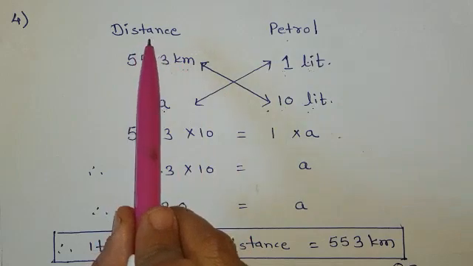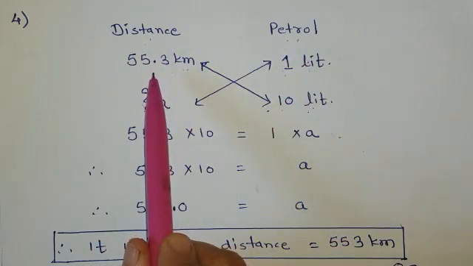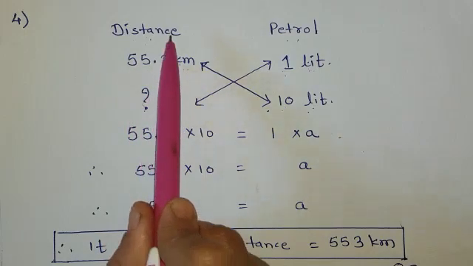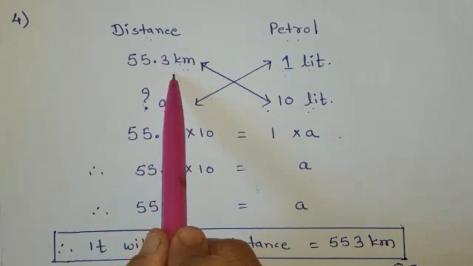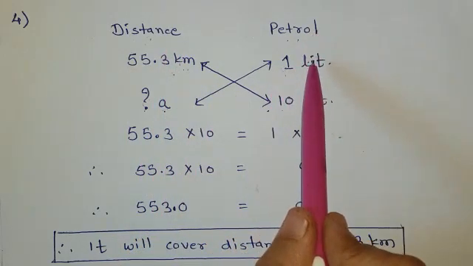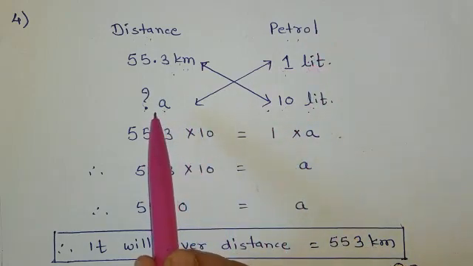See, again I will repeat. I have written distance and petrol on one side. The question says that a two-wheeler moves 55.3 km in 1 liter of petrol. So I have written it below the distance, and I have written 1 liter below the petrol. How much distance? We have to find out the distance.